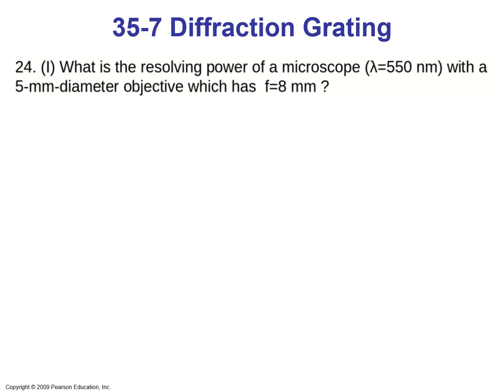Alright, let's look at a couple of examples and problems from the book. First, I'll look at problem number 24 in the book, which asks, what is the resolving power of a microscope at the wavelength lambda equal 500 nanometer with a 5 millimeter diameter objective, which has a focal length of 8 millimeter? The resolving power of a microscope is given by equation 35-11, 1.22 multiplied by lambda times f divided by d. Let's plug in the values.